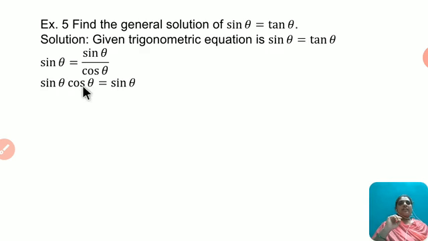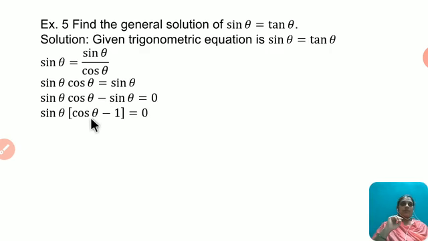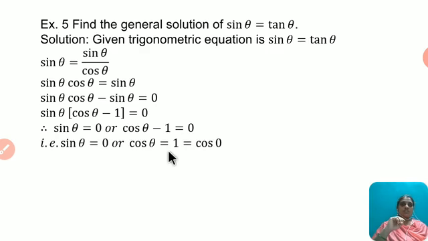Take this sin theta again in LHS, it becomes negative, and so we get here sin theta into cos theta minus sin theta is equal to 0. Now from these both the terms, we can take sin theta as a common factor, and therefore we get sin theta multiplied by cos theta minus 1 is equal to 0. Again, since product of both the terms is 0, so one of the term is 0 here. And so from this we get sin theta is equal to 0 or cos theta minus 1 is equal to 0. That is sin theta is equal to 0 or cos theta is equal to 1.